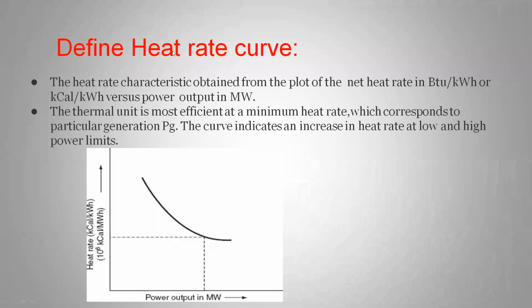Next one, heat rate curve. This is the heat rate curve. The heat rate characteristics are obtained from the plot of the net heat rate in British thermal unit. These units give the minimum heat rate. The curve indicates an increase in heat rate at low and high power limits.